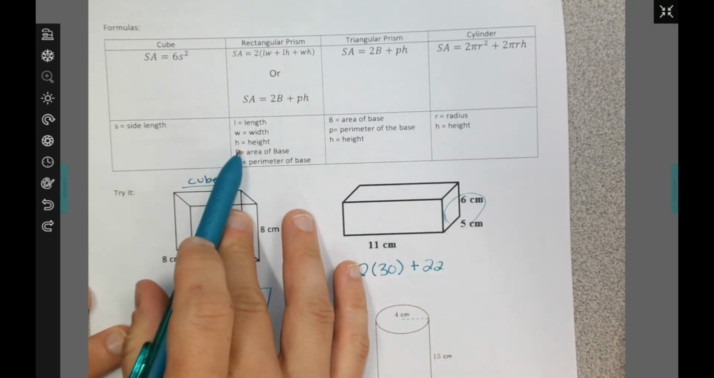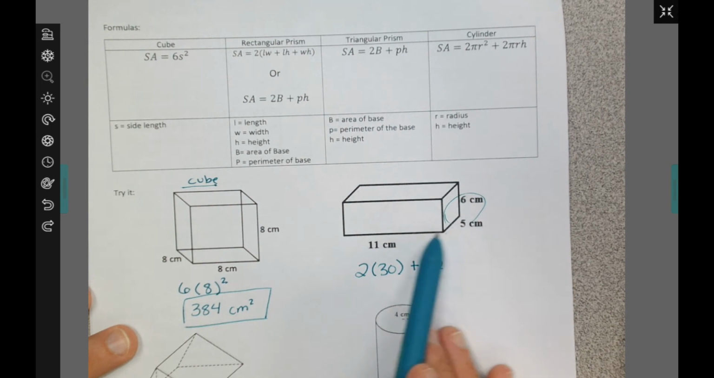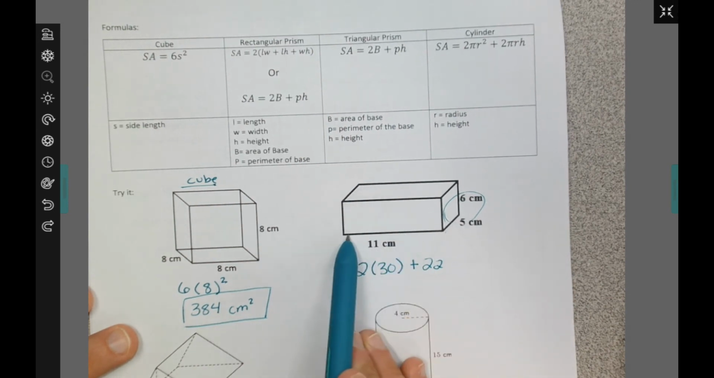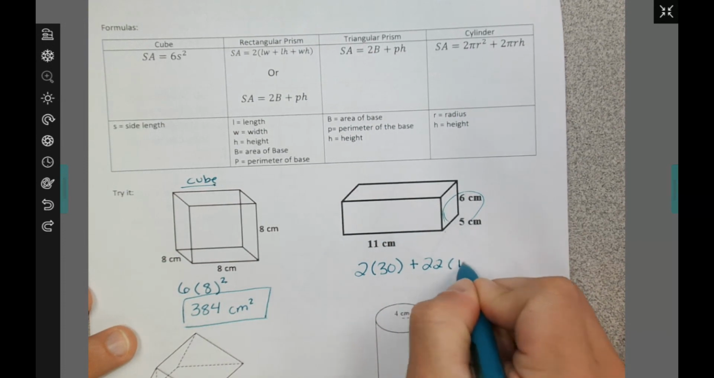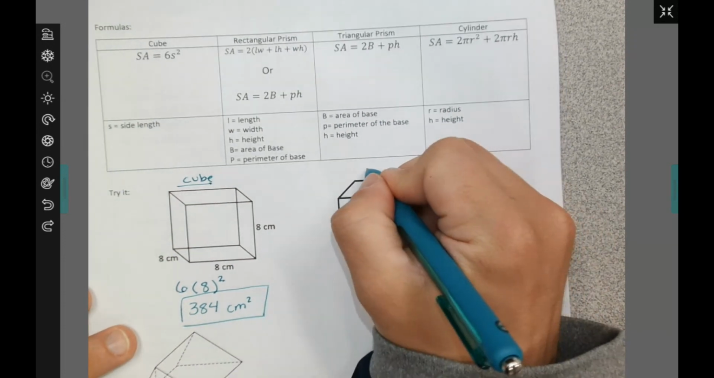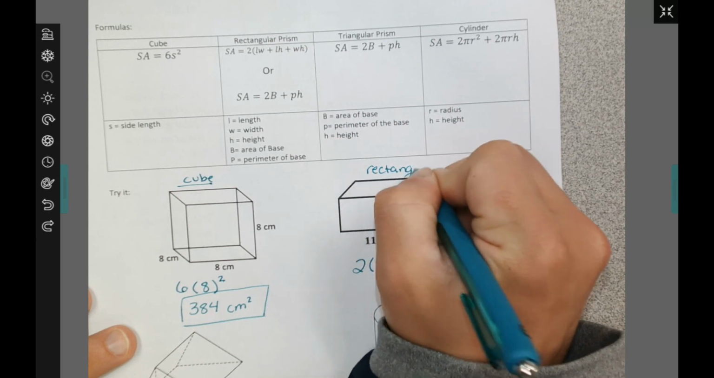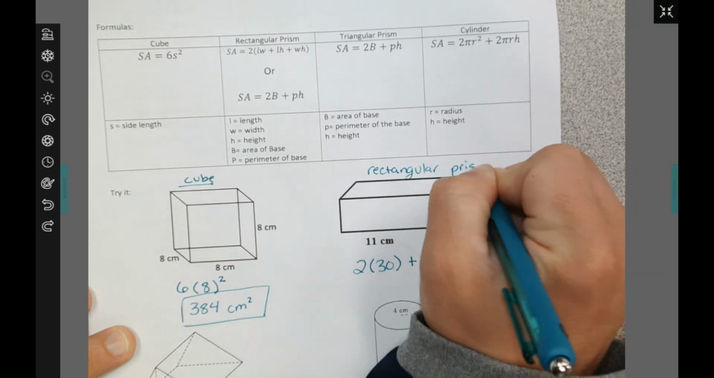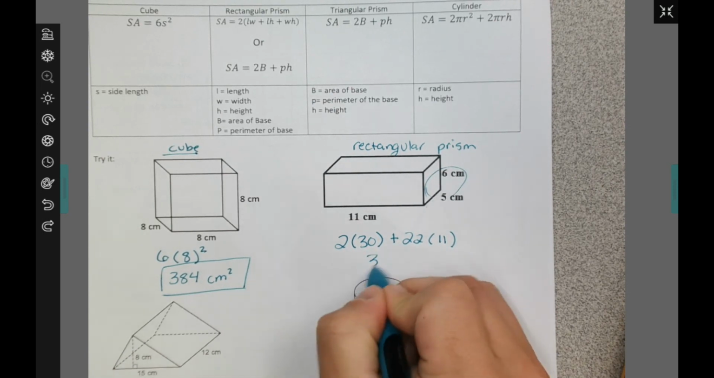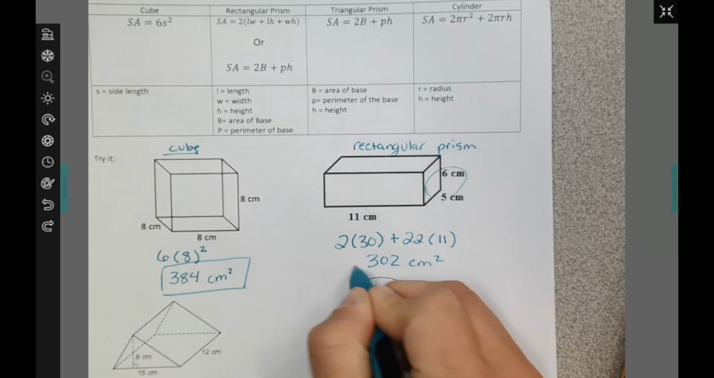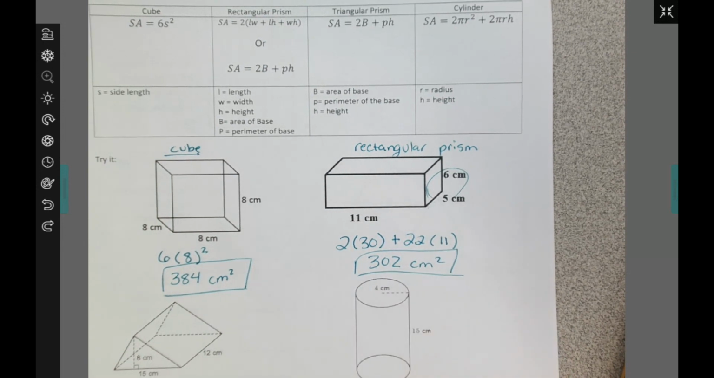Multiply by the height. On this one, it's going to throw people off a little bit. A lot of people think height is up and down. Height is going to be what connects the bases. So for this one, my height would actually be 11. But from there, it's all calculator driven. So the key is identify what shape we're dealing with and then plug into the formula. So for this one, we got 2 times 30 plus 22 times 11. It's going to give me an area of 302 square centimeters. And that's the basics for 11.1 surface area.